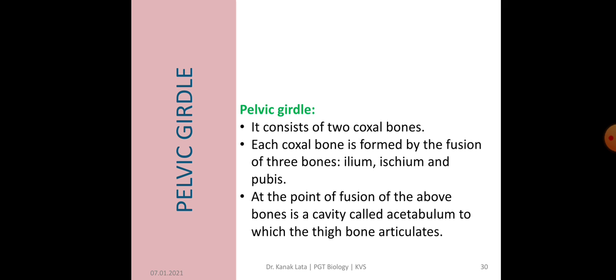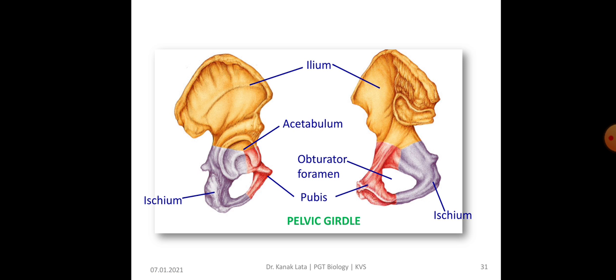Now it is about pelvic girdle. Pelvic girdle consists of two coxal bones and each coxal bone is formed by the fusion of three bones, ilium, ischium and pubis. At the point of fusion of the three bones, there is a cavity called acetabulum to which the thigh bone articulates. This is the diagram which shows pelvic girdle showing ilium, ischium and pubis.